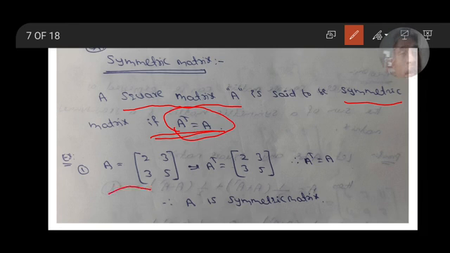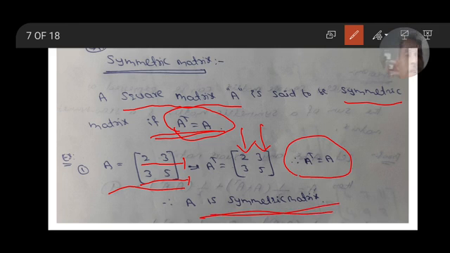For example, A equals [2, 3; 3, 5]. I am converting the first row into the first column, 2, 3, and 3, 5 as the second column. What does it equal? Both are the same: 2, 3, 3, 5. So A transpose equals A. Therefore A is a symmetric matrix.